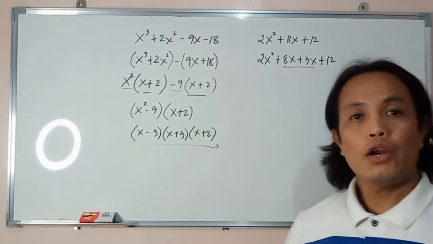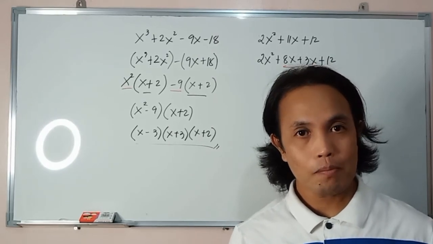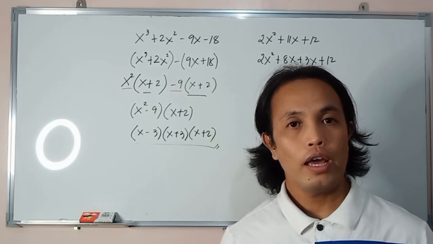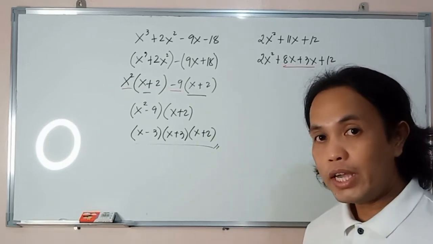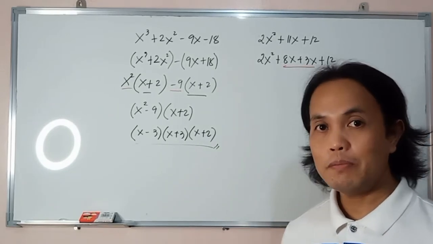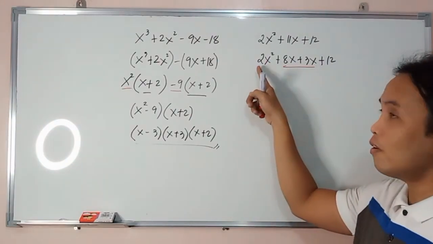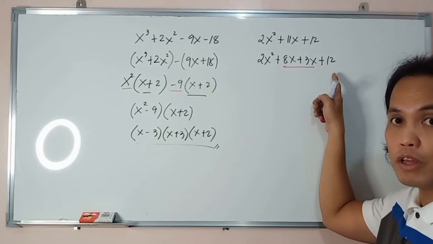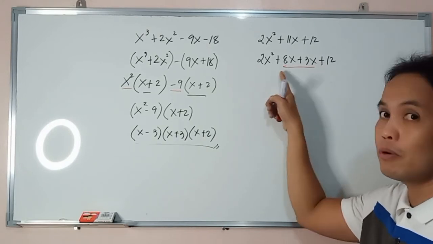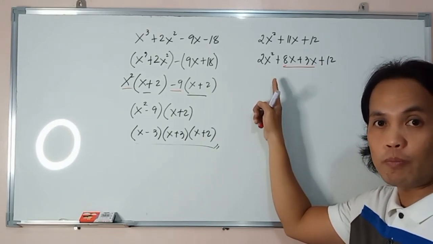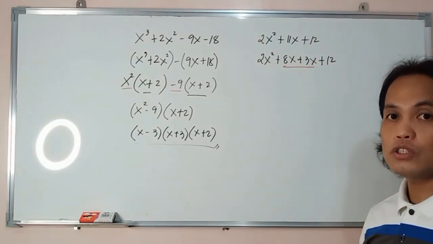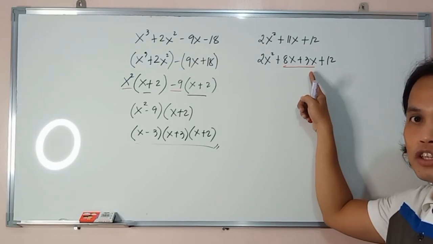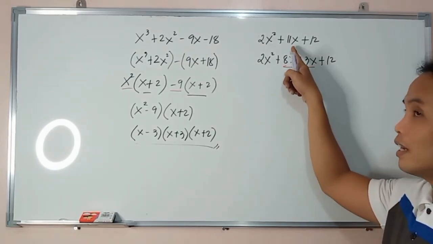Now, question, can we use 5x plus 6x? Because 5x plus 6x is also 11x. We cannot use 5x plus 6x because we have no common factor between 5 and 2. Although we have 6 and 12, the common factor is 6, but we don't have a common factor between 5 and 2. So the only thing that we can use is 8x and 3x. So 8x plus 3x again is 11x.